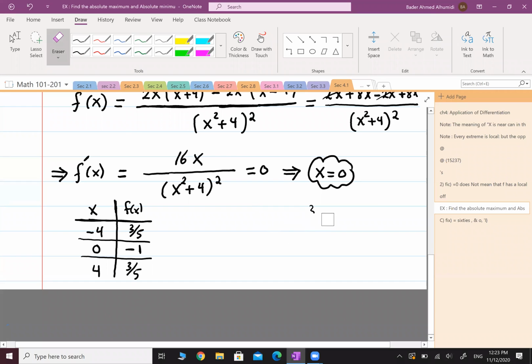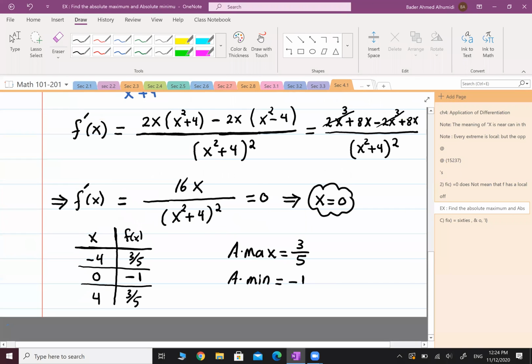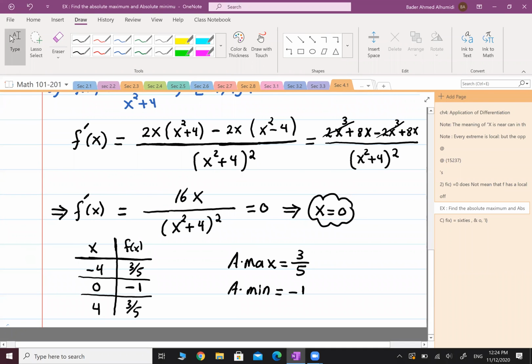So what is the absolute maximum? The absolute maximum is equal to 3 over 5. And clearly it appears at two different points. It appears at minus 4 and 4. طيب, what about the absolute minimum? The absolute minimum is equal to minus 1. واضح السؤال يا شباب؟ طيب ممتاز.